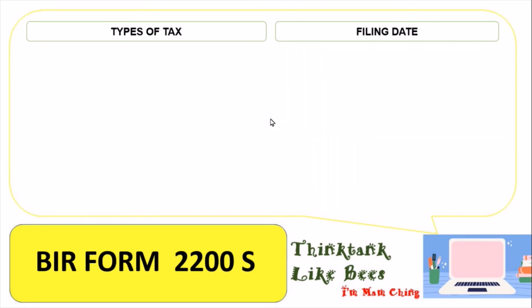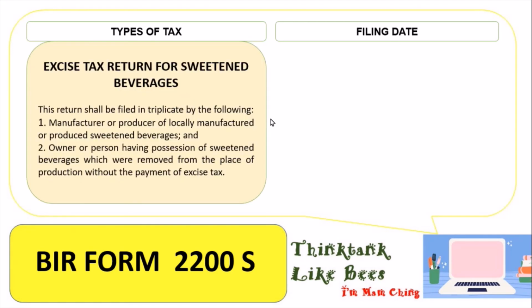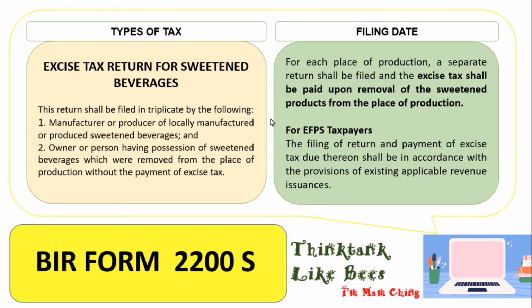So next that we have is BIR Form 2200S. So this is the excise tax return for sweetened beverages. So this return shall be filed in triplicate by the following: a manufacturer or producer of locally manufactured or produced sweetened beverages, and owner or person having possession of sweetened beverages which were removed from the place of production without the payment of excise tax. So filing date: for each place of production, a separate return shall be filed and the excise tax shall be paid upon removal of the sweetened beverages from the place of production.